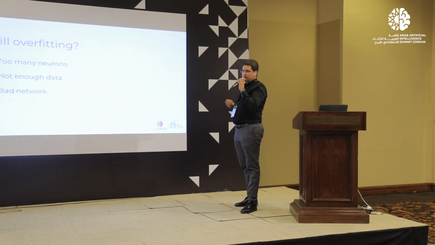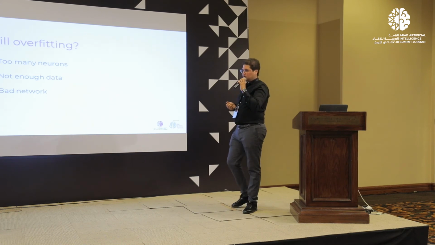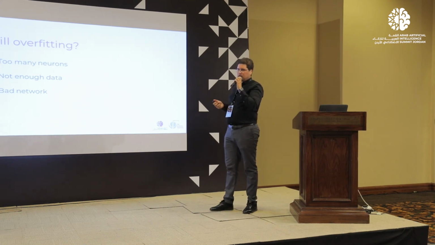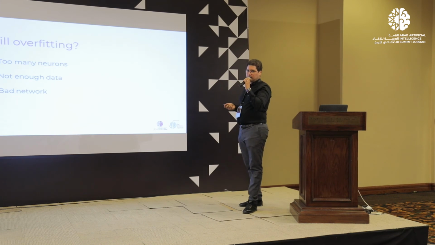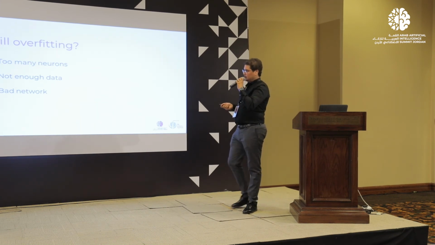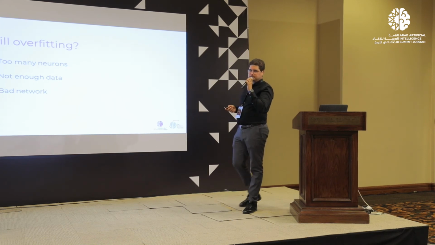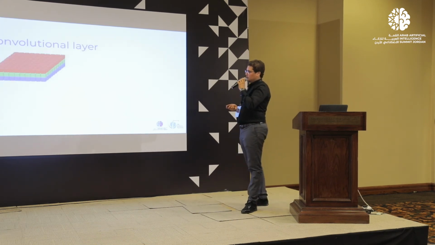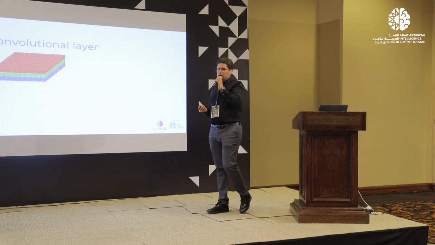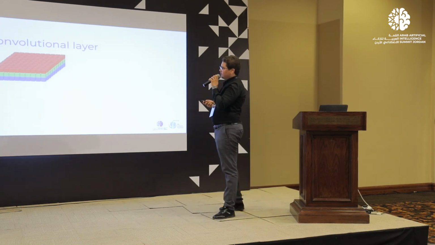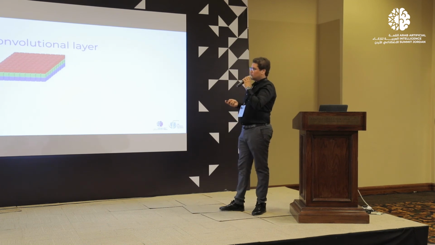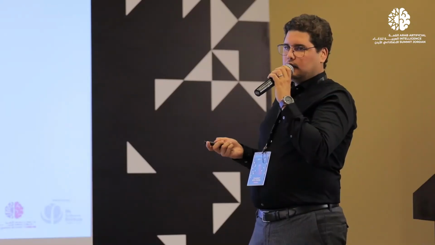For example, for the MNIST dataset, I think it's 8,000 images or something like that. So you should add more data. But in our case here, we do not have too many neurons, and we have enough data for the MNIST dataset. So the problem is that we have a bad network. So a newer architecture here is the convolutional neural network. So why do we use the convolutional here?